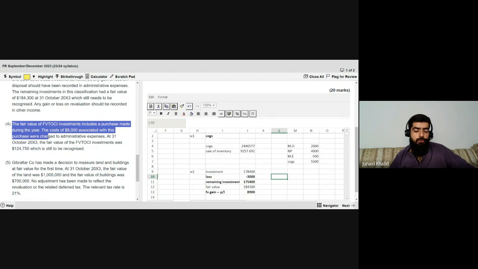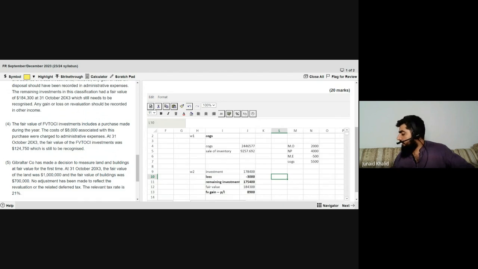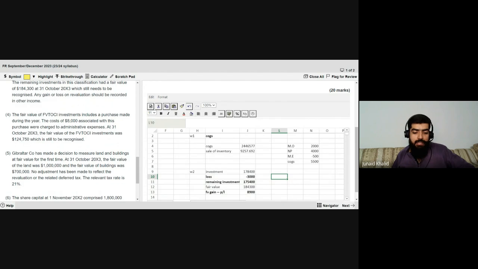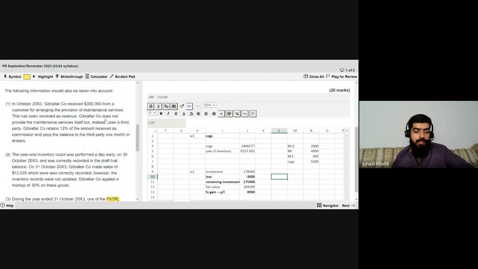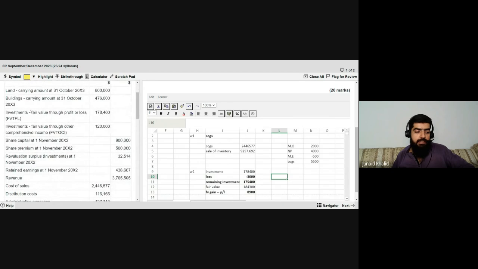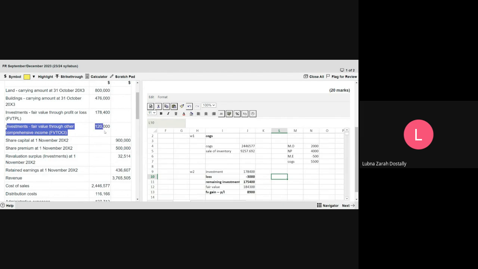That is the fair value through OCI investment. There is an investment purchased during the year. The cost of $8,000 associated with the purchase was charged to admin expenses. Whether the transaction cost should have been charged or capitalized? Yes, this should have been capitalized, which means the investment amount given here in the trial balance is incorrect. Am I right? Yes.